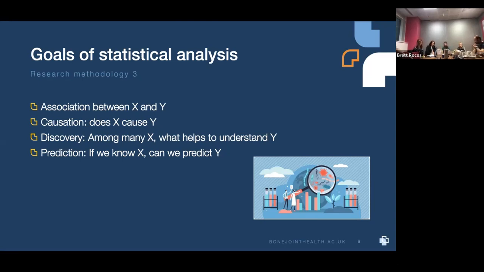It helps you discover things too. You might test a load of different exposures and see which one is associated with the outcome, so you're starting to discover new associations for further investigation. And when it comes to modeling, you might be using statistics to build a predictive model to say, given X, what's the likelihood of Y? You know, given your cat smokes weed, will it get cataracts? To use our earlier model.